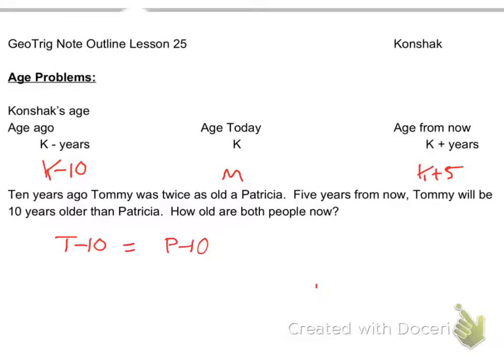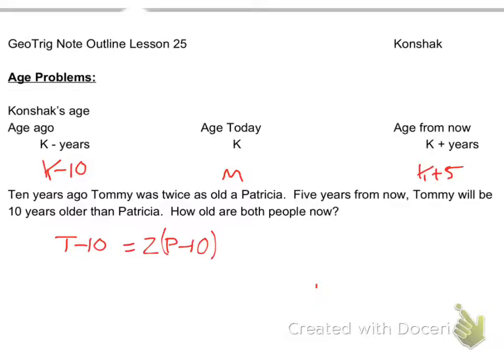Who was twice as old as who? Tommy was twice as old as Patricia, so if you know Patricia's age, you can take that and multiply it by 2. No, I'm not going to add because we're twice as old. We're not 2 years older, we're twice as old. Does everybody understand that I'm going to take Patricia's age 10 years ago, multiply by 2. I'll have Tommy's age 10 years ago.